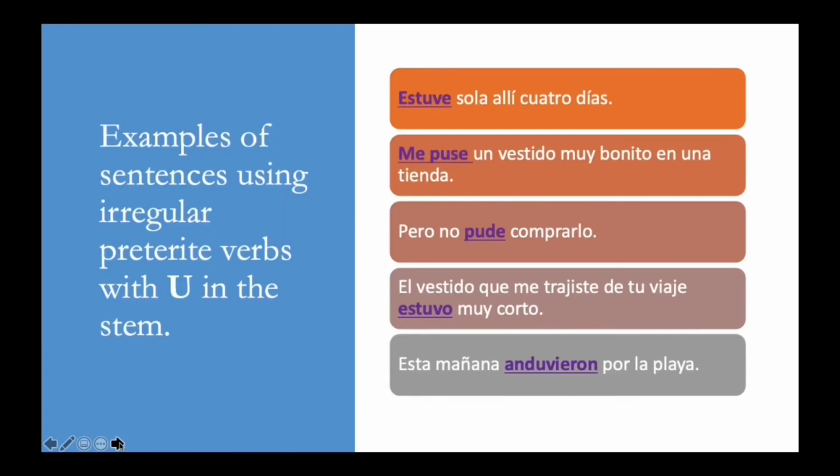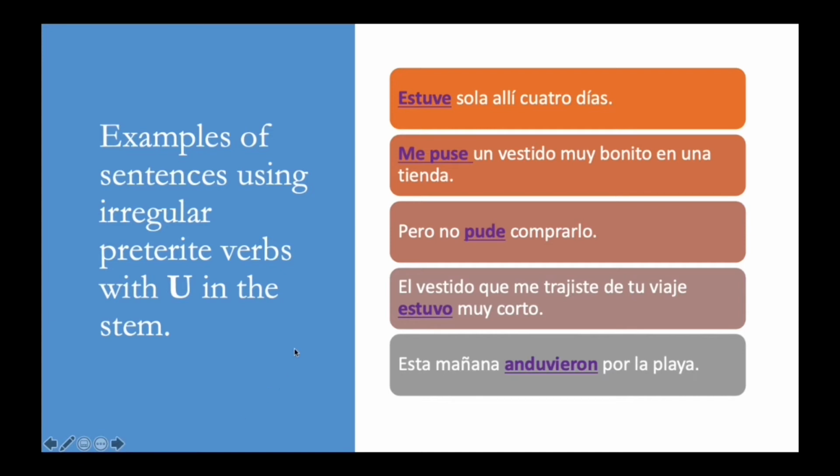Examples of sentences using irregular preterite verbs with U in the stem. Estuve sola allí 4 días. I was there alone for 4 days. Me puse un vestido muy bonito en una tienda. I put on a beautiful dress in a store. Pero no pude comprarlo. I couldn't buy it. El vestido que me trajiste de tu viaje estuvo muy corto. The dress that you brought me from your trip was very short.